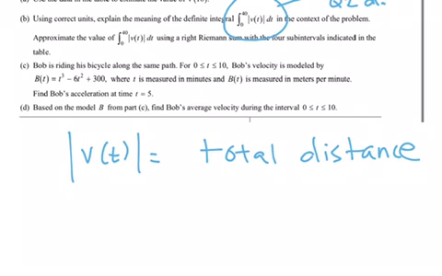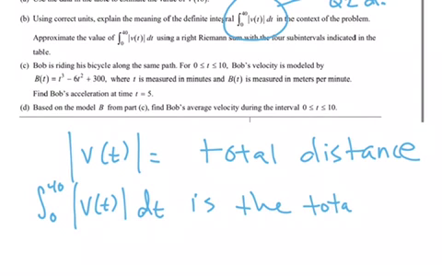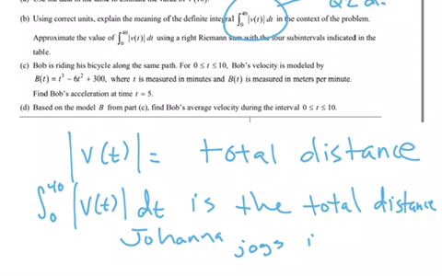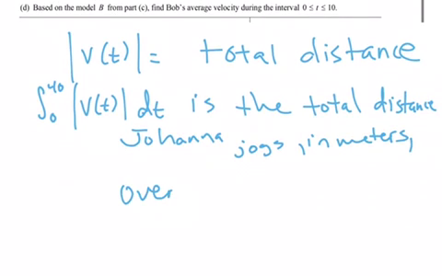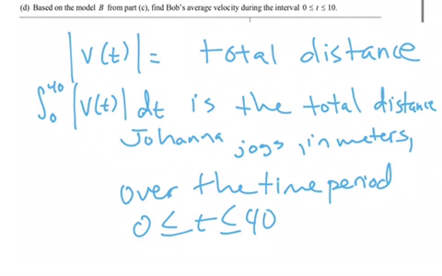Now if you want to write this formally, we can say the integral from 0 to 40 of the absolute value of v(t) dt is the total distance Joanna jogs, in meters, over the time period 0 to 40 minutes. And that's it. That's all you got to do for the first part.